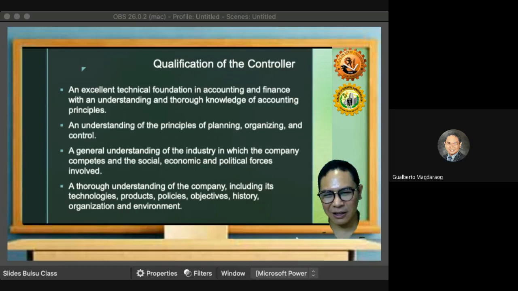What is happening in the politics that might affect your company, like what had happened to ABS-CBN. Mga ganun lang, huwag mong hindi kailangang detalye na alam mo lahat. Kung hindi, alam mo lang kung ano yung focus ng government ngayon. They want compliance to all taxes. Mga ganun lang. Okay?